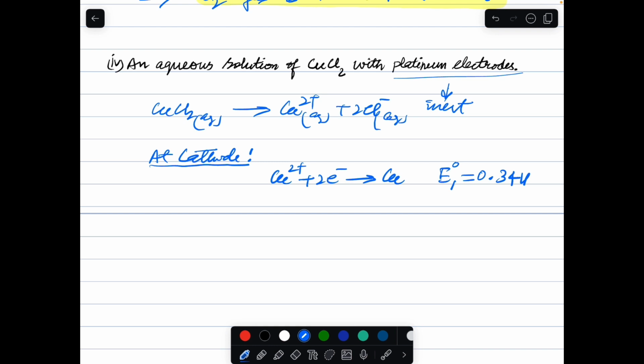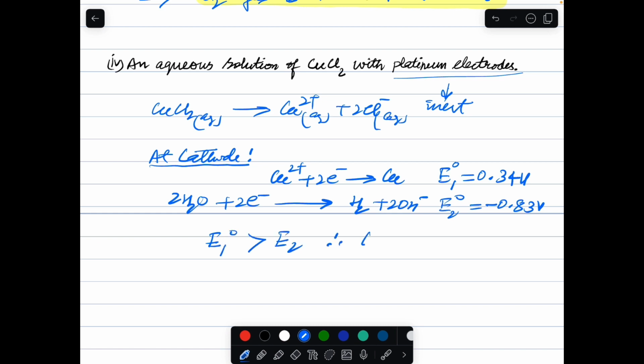And side by side we are having reduction of water also. So 2H2O plus 2 electron will give you H2 plus 2OH minus, and for this suppose E naught value is minus 0.83 volt. Now we will compare the value. Your E1 naught is greater than E2 naught. Therefore, copper will be deposited. Copper will be deposited at cathode, and this is the reaction that will take place.